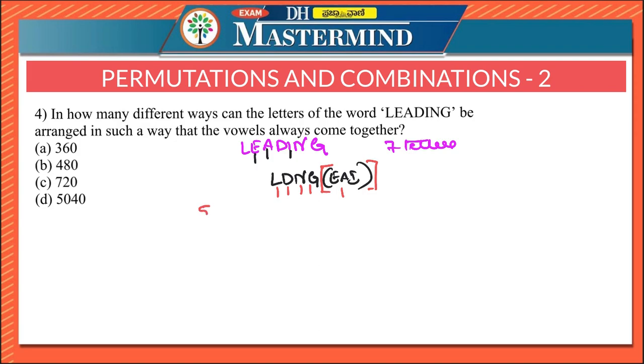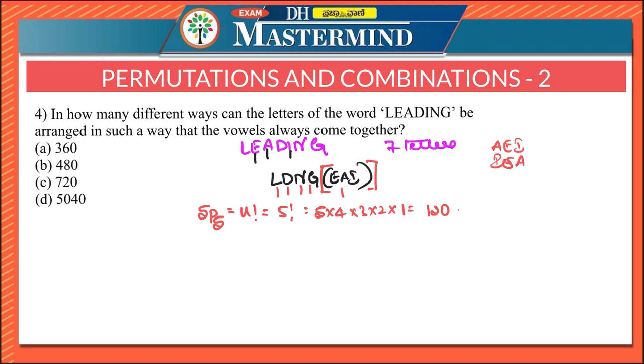That means 5P5. We know that nPn is nothing but n factorial. Therefore, 5P5 is nothing but 5 factorial, which is equal to 5 into 4 into 3 into 2 into 1, which is 120. And again, the problem is not over here itself. We have to see how EAI can be arranged amongst itself. How EAI taken 3 at a time gets arranged. EAI can be arranged as AEI, IEA.